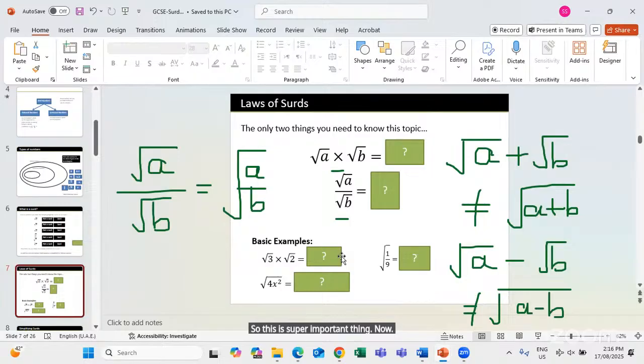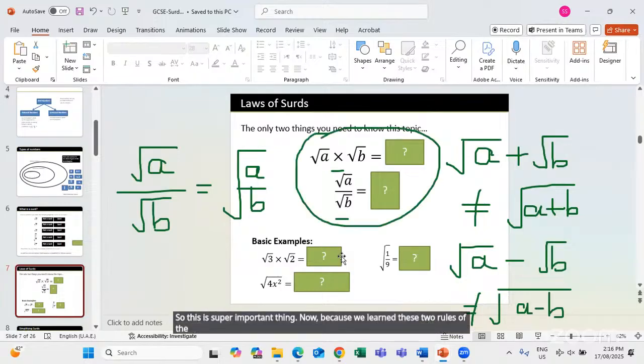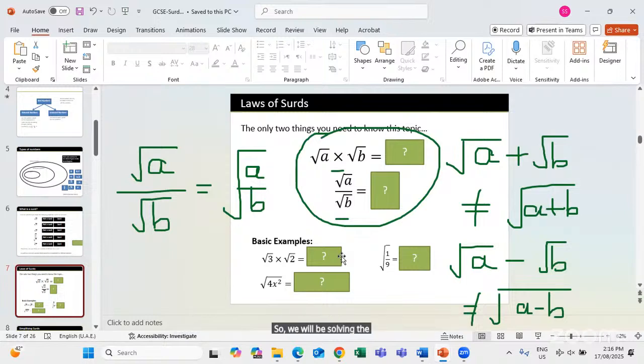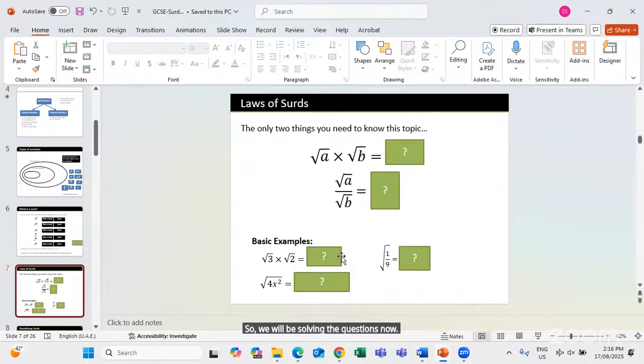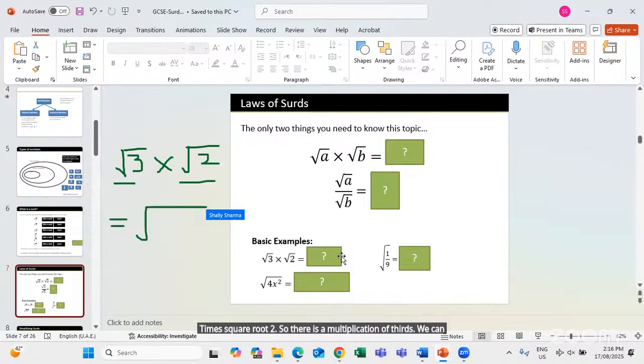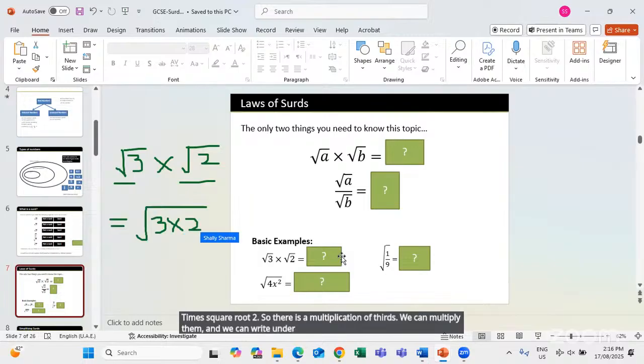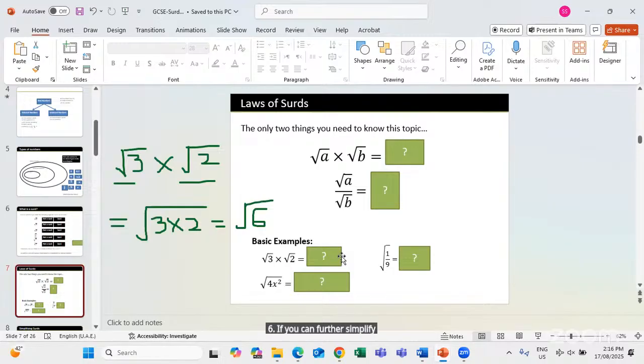Now, because we learned these two rules of the surds, these two laws in the surds, we will be solving the questions now. So we have square root 3 times square root 2. So there is a multiplication of surds. We can multiply them and we can write under one surd sign, and this is equal to square root of 6. If you can further simplify it, you can simplify. That will be our next thing to discuss.